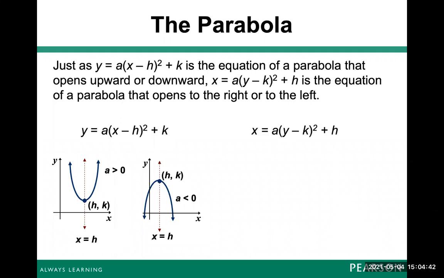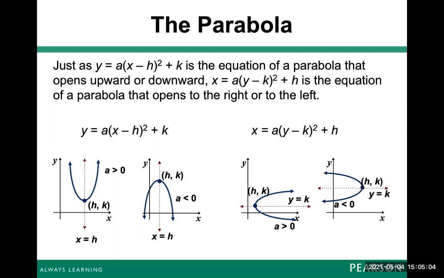Now if you flip it around, notice what's happened is that we've interchanged the x and the y, and we've also interchanged the h and the k. Your vertex is still at the point (h, k), but now your parabola opens to the right if a is greater than 0, and opens to the left if a is less than 0. Notice the axis of symmetry in both of these cases is the horizontal line y equals k.